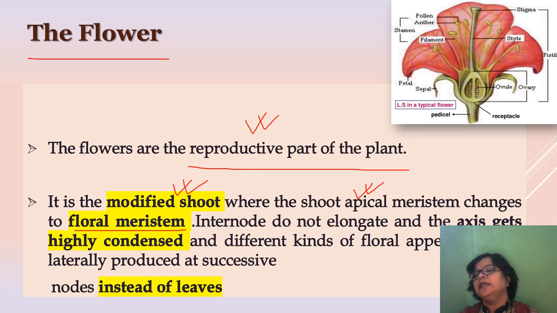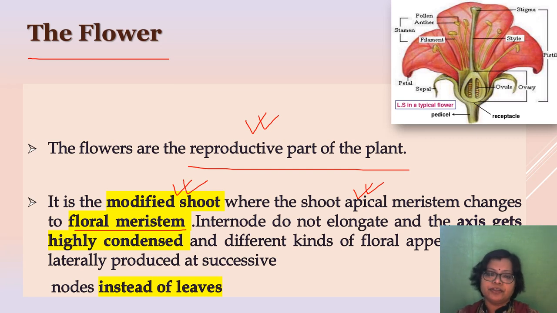So that means here the axis is highly compressed, so the internodal regions are not observed. It forms a thalamus, a receptacle-like structure where all the nodes are almost at one level, and from each node, instead of leaf, floral appendages develop.